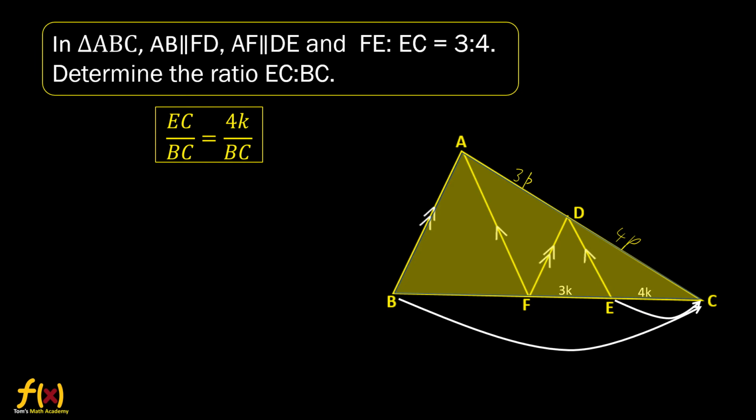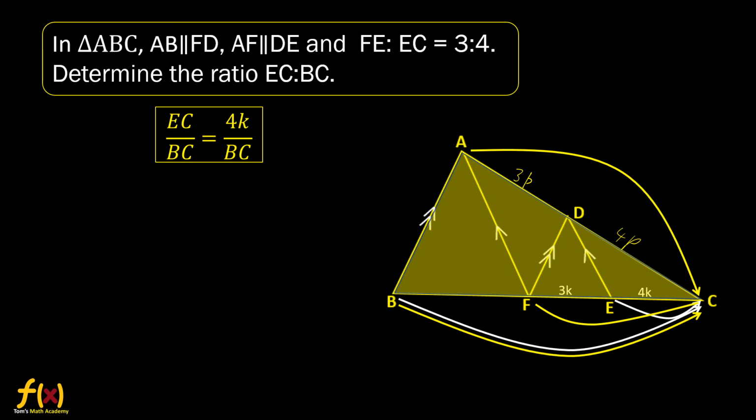Now look at this triangle. We have a BC there as the longest side. And then we have the longest side on the other side, AC. Now look at this one in the place of 4P. The side is here, FC. So that is 4K plus 3K. Then 3P plus 4P will give you 7P. All these we have.